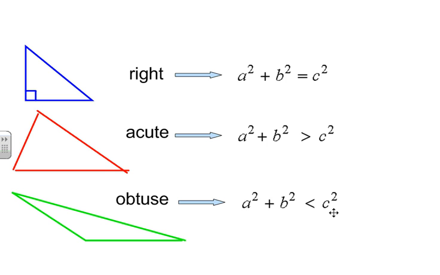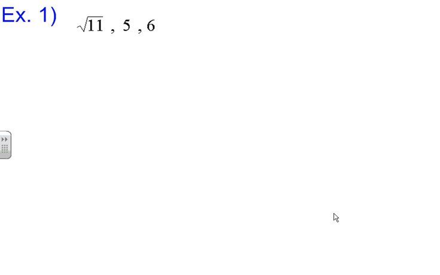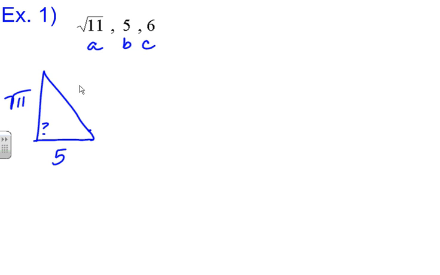So we're going to try a few problems and some numbers, and I'm going to give them to you in order. So as I give them to you, it will be A, B, and C. So I have the square root of 11, 5, and 6. So this would represent A, B, and C. And if I was to draw that triangle, and again, we don't know what the corner is. We don't know what that size is. But I know that one leg is the square root of 11, one side is 5, and the hypotenuse is 6. And I'm going to use the Pythagorean theorem to help me determine what kind of triangle this is.